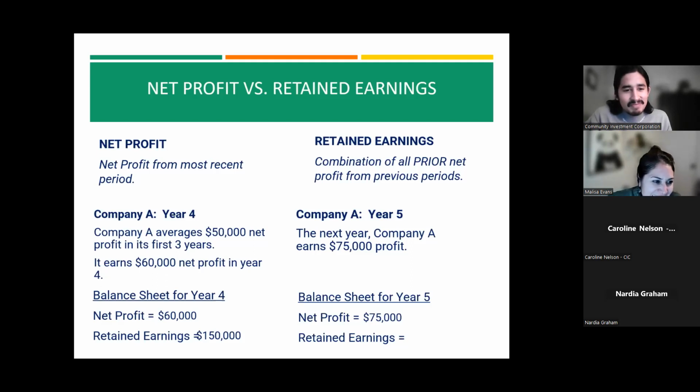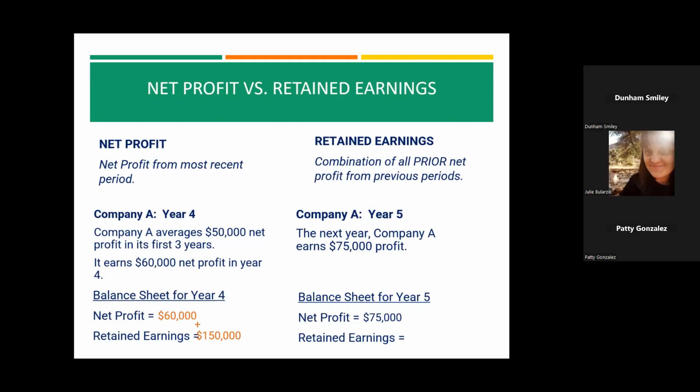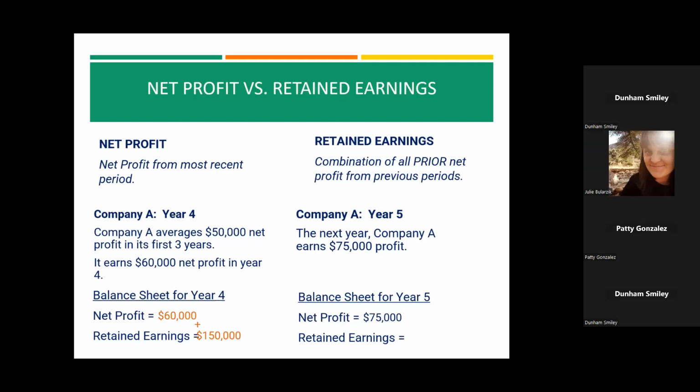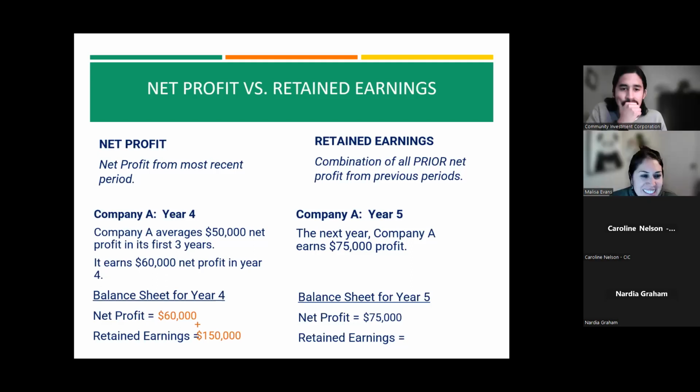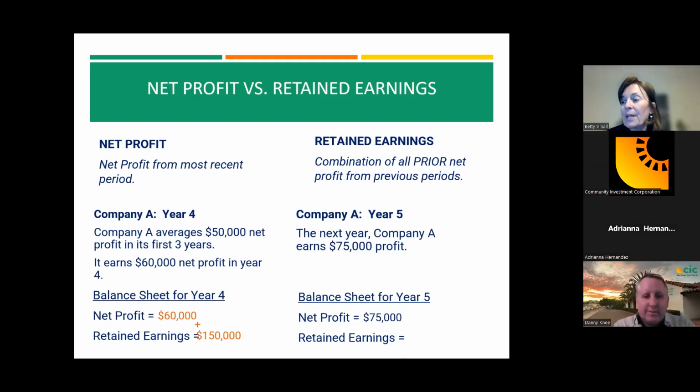Okay, so that's close. Mathematically, though, it would be the 60,000 plus the 150. So you want to summarize the 4 years prior for year 5. So $210,000.